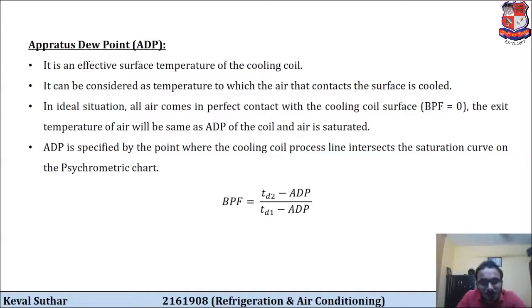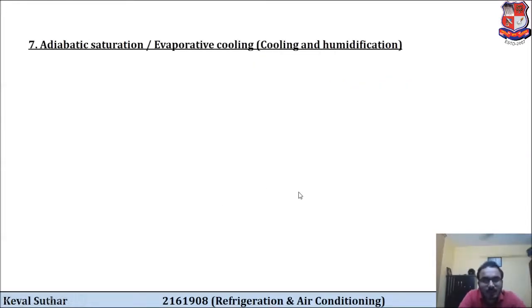So here, if you recall our bypass factor, then instead of ADP we were writing down TD3, which was the cooling coil temperature. So if cooling coil temperature is apparatus dew point temperature, then it will provide us effective cooling. Now the next is adiabatic saturation or evaporative cooling, in which we will have cooling and humidification.